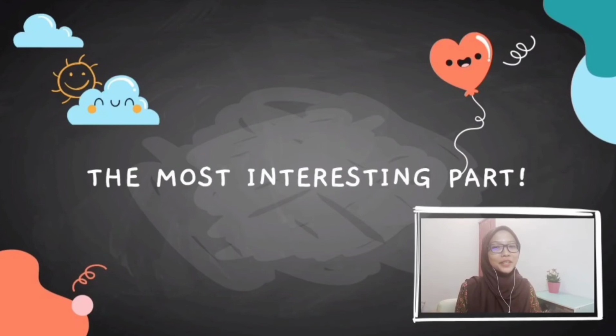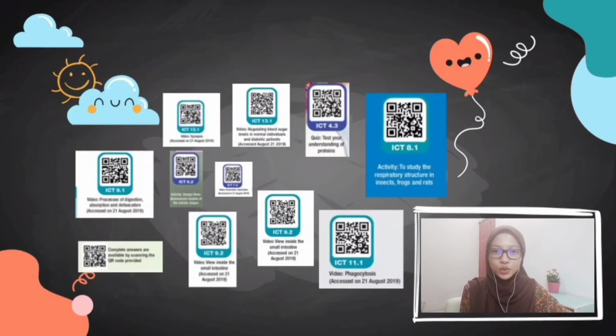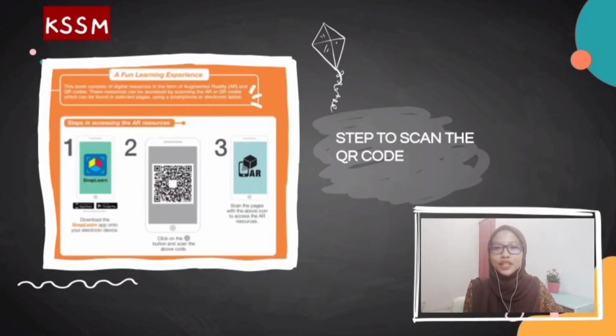Lastly, the most exciting part that I would like to share throughout my observation in KSSM Biology Form 4 textbook, there are actually a lot of QR code given in this textbook. This QR code actually can be scanned by the student to watch video, do quizzes, and also do activities to improve their understanding. And even all of the answers for summative practice can be obtained by scanning the QR code at every end of the summative practice page. It's very cool, right? And not to mention, the step to scan the QR code is given at the beginning page of the textbook to make it easier to use for the student.